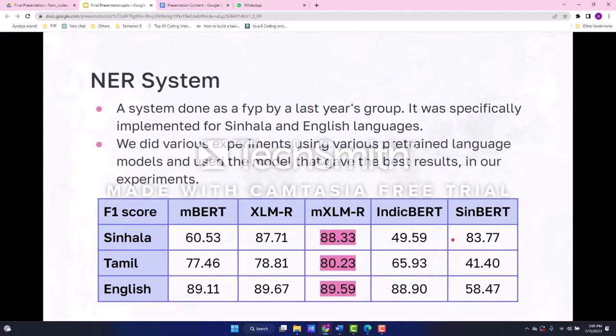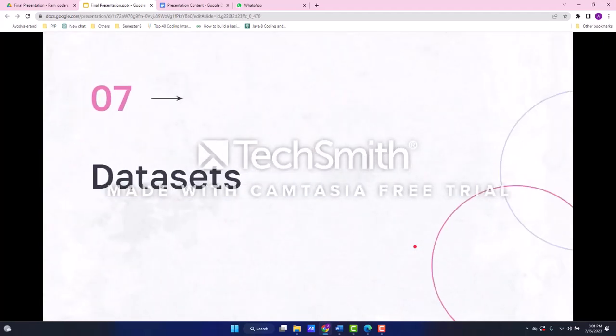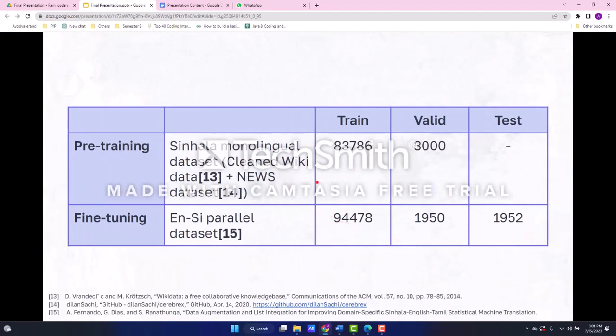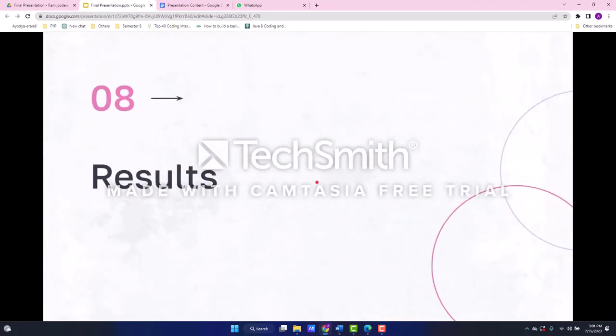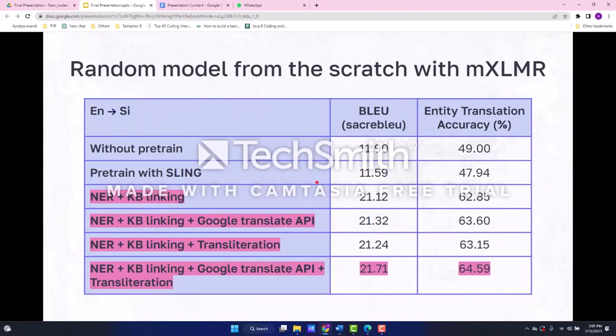As for the NER system that we use for entity recognition, we did various experiments using various pre-trained language models and used the model that gave the best results in our experiments. The results we got from our experiments are shown in this table. This table shows the details of datasets that we have used in pre-training and fine-tuning tasks. Now let's look at the results we got from our experiments.